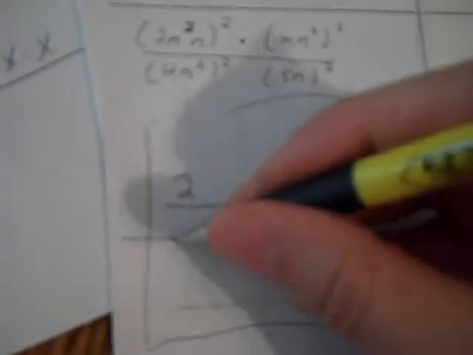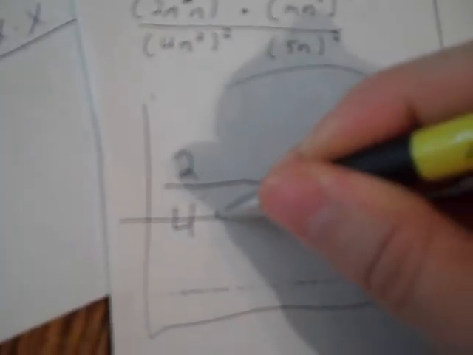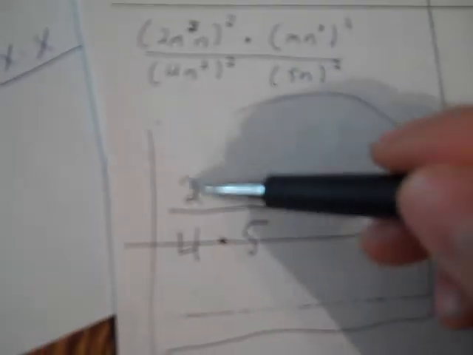Okay, number bases. Well, I have a 2, okay? And I have 4 and 5, but you can't put 4 and 5 on top. Those belong on the bottom. So 4 times 5. I'll have a lot of people, they'll just write 2, 4, and 5. But you have to put them on the side that they're on.